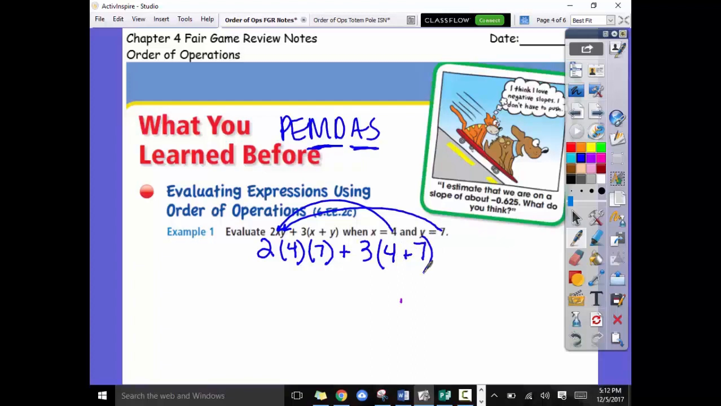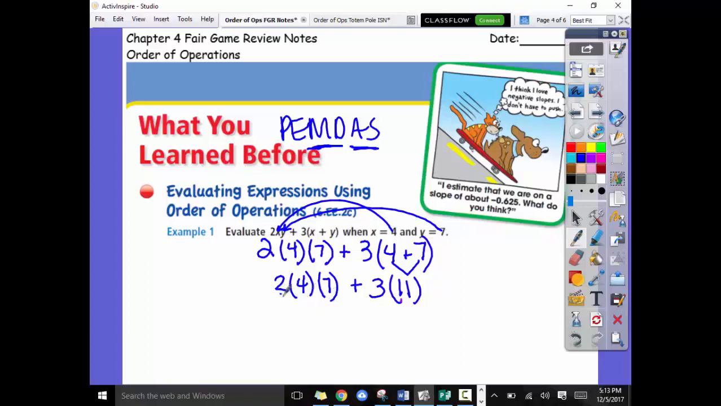So order of operations says parentheses first. Parentheses means go do anything inside of the parentheses. Here I see 4 plus 7, which is 11. I'm going to bring everything else down so I don't get confused. If you start skipping steps and doing more than one step on a line, you're probably going to make an error. Then it says I need to do multiplication and division from left to right.